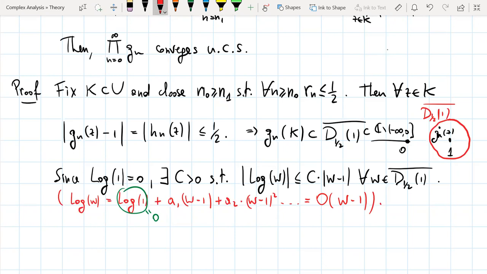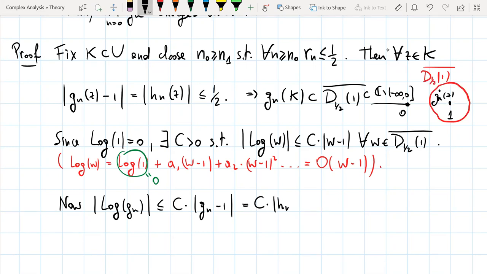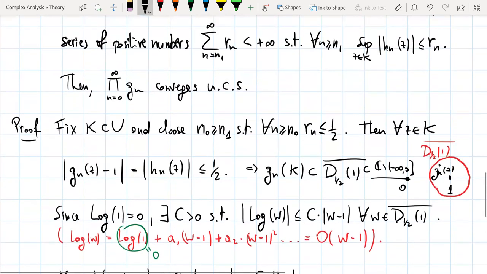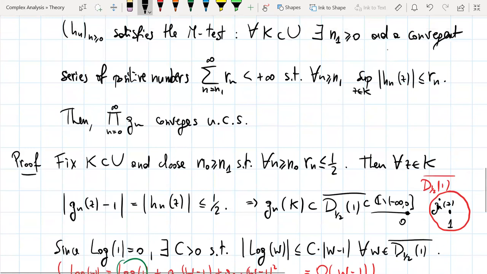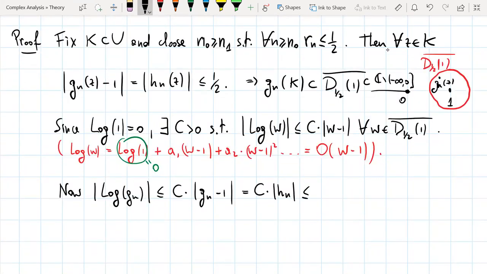Okay, very good. So now we have this property. And using this property, we can show the convergence of the series of the logarithm. So now the norm of the logarithm of Gn is less or equal than C times the norm of Gn minus 1. And you see Gn minus 1 is nothing else than the norm of Hn. And by hypothesis, we know that the norm of Hn is bounded by Rn. So we get the estimate less or equal than, let's call this Rn tilde, which is C times Rn.